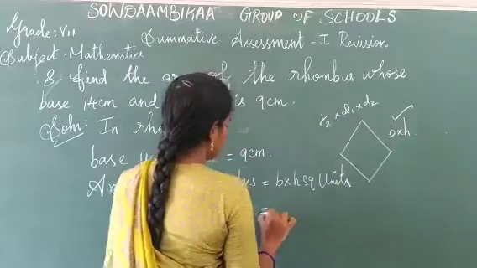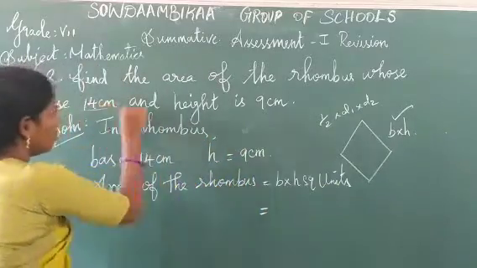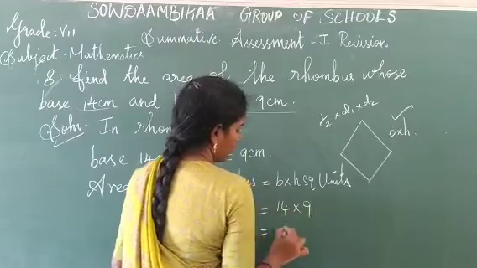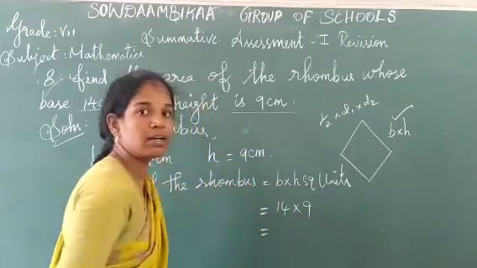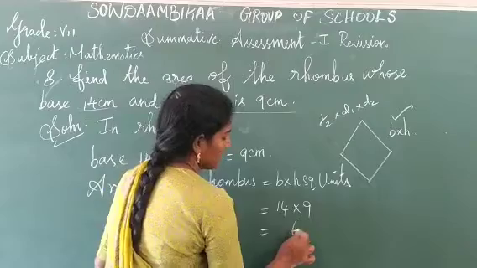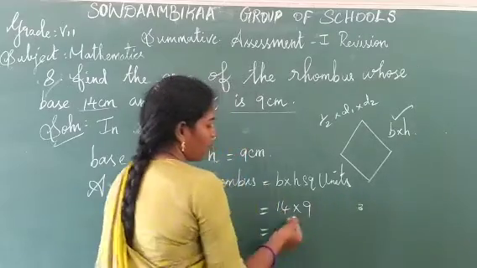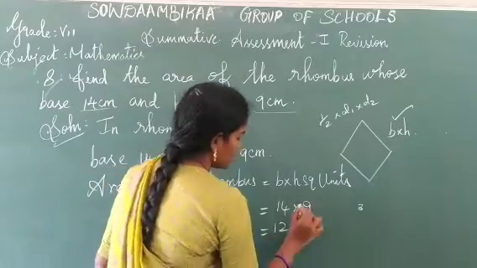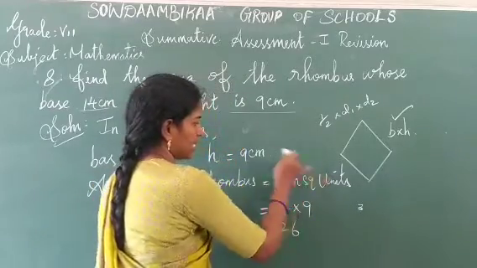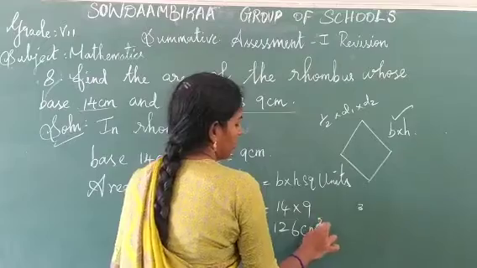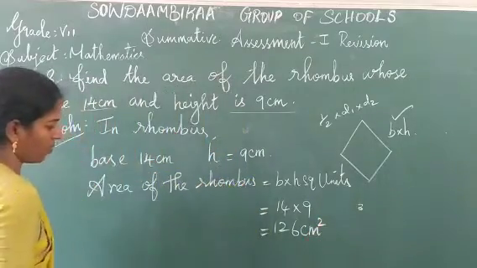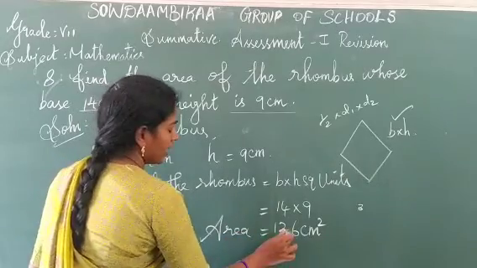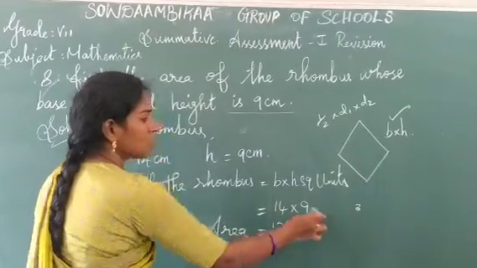What is the B value here? Base value 14 and height value 9. 14 into 9. 9 fours are 36. Remaining 3. 1 9 is 9. 9 plus 3 comes 12. 126. What is the unit? Centimeter square. Therefore, area is equal to 126 centimeter square.